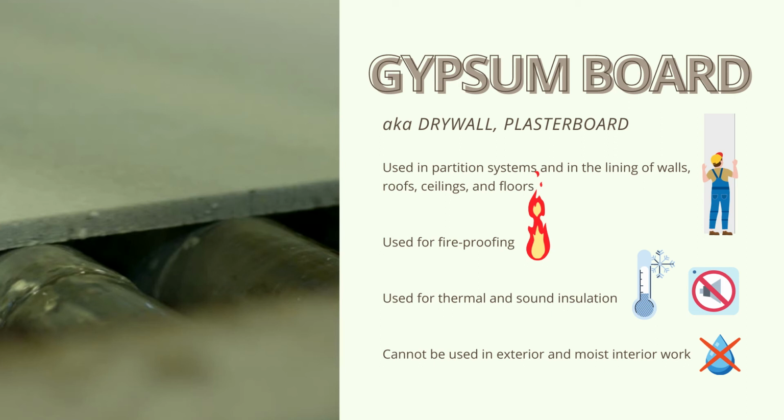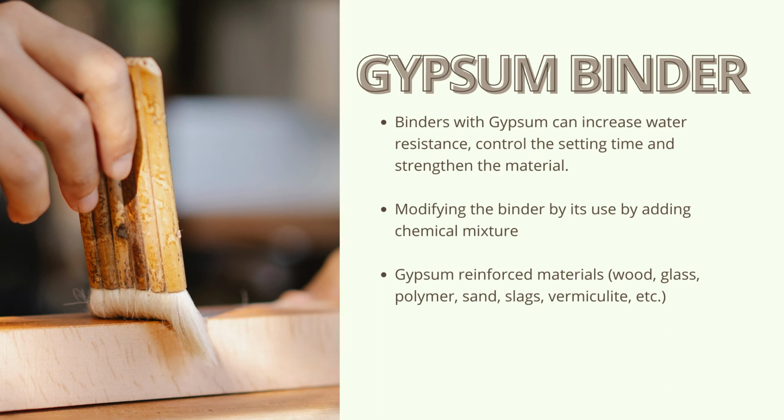With exposure to heat, the water is released, and this serves to maintain a lower temperature and prevent the fire from spreading rapidly. Additionally, gypsum has low thermal conductivity. This means that it can be used together with other insulating materials for thermal insulation. Another application is sound insulation, especially using specially designed gypsum acoustic boards. However, gypsum is non-hydraulic, so it should not be used in constantly wet conditions, such as in exterior and moist interior work.